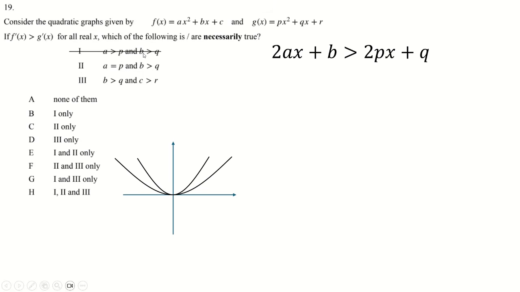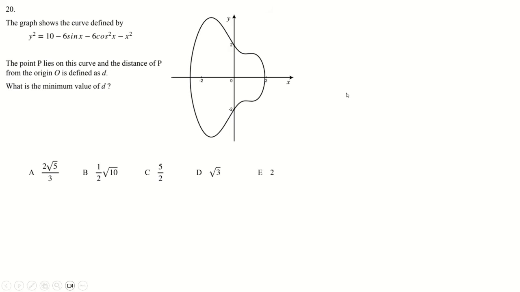So we'll get rid of this. We can get rid of this. It doesn't talk about a and p, but it does talk about c and r. And c and r, of course, are completely irrelevant to the gradient. So this one cannot be necessarily true at all. Now, this one, I think, is necessarily true because, of course, if you make a equal to b, these two things go away, and you're just left with b bigger than q, which is this condition. So therefore, 2, I think, is the answer.